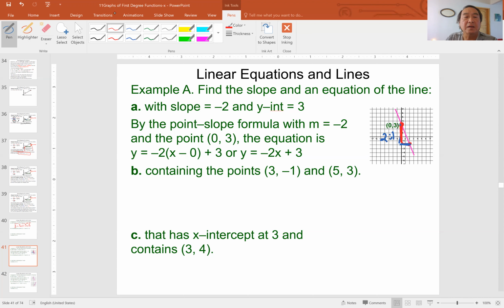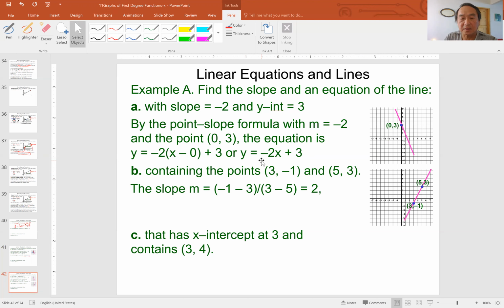Here is part B. I don't know the slope, but I have points, so what I need is to get the slope. I use the slope formula, delta y divided by delta x: subtract the y's divided by the subtraction of the x's, and it comes out to be 2. So here the slope is 2.